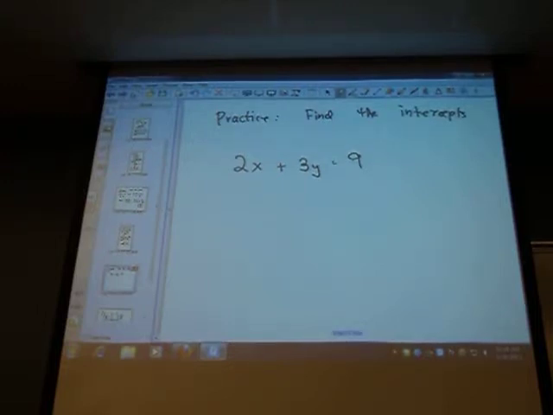You can't divide, so you're just going to leave it as x equals 9 over 2. On your y-intercept, that's the intersection.